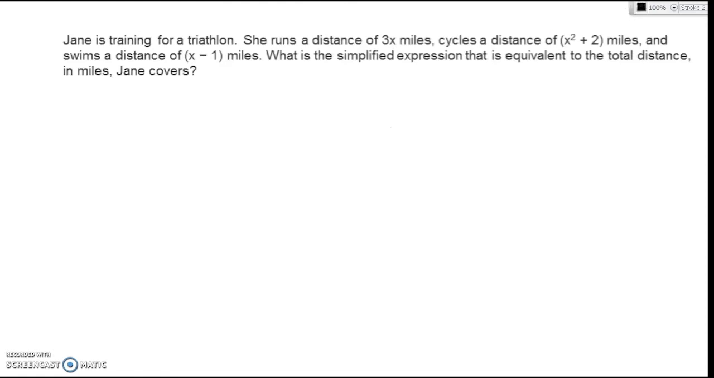So let's take a look at a real-world example here, what we might see. It says Jane is training for a triathlon. She runs a distance of 3x miles, cycles a distance of x squared plus 2 miles, and swims a distance of x minus 1 miles. What is the simplified expression that is equivalent to her total distance in miles?